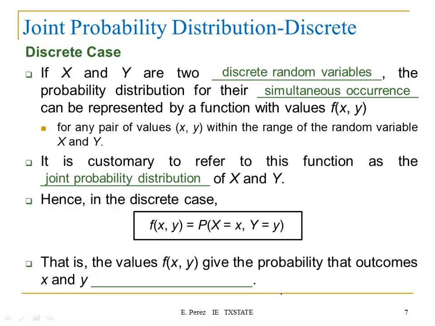And for the discrete case, this is what we have. The joint probability distribution looks at the probability of the random variable x equaling a number and the random variable y equaling a particular outcome or number. Okay? So the values of the function give the probability that the outcomes x and y occur at the same time. We are trying to find the probability that both of those outcomes, x and y, occur at the same time.